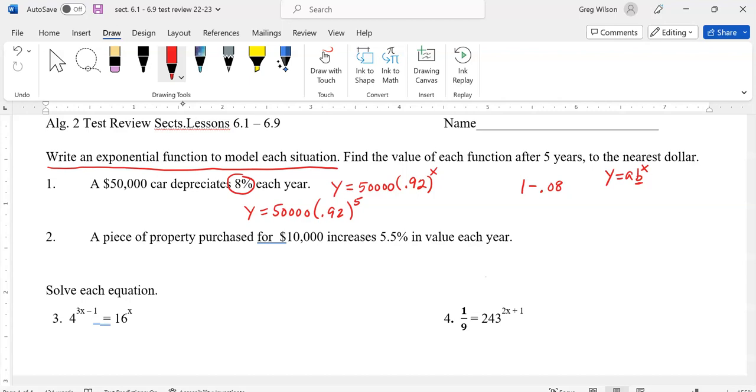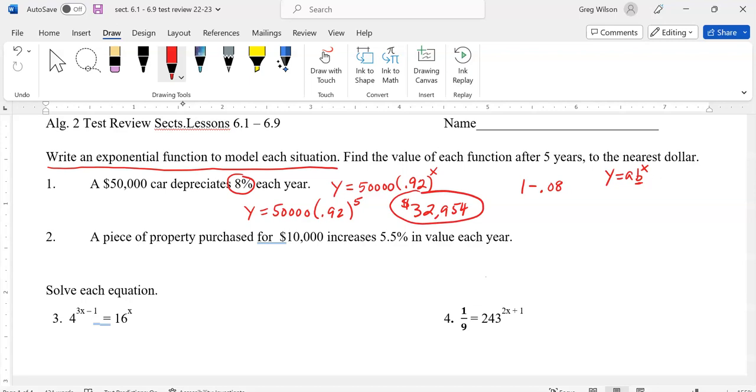And now you can just grab your calculator and put all this in. So 50,000 times 0.92 raised to the 5th. And it says to the nearest dollar, so you should not have any decimals in this case. So $32,954. So it was $50,000 new, but after depreciation for 5 years, it has decreased down to that value.